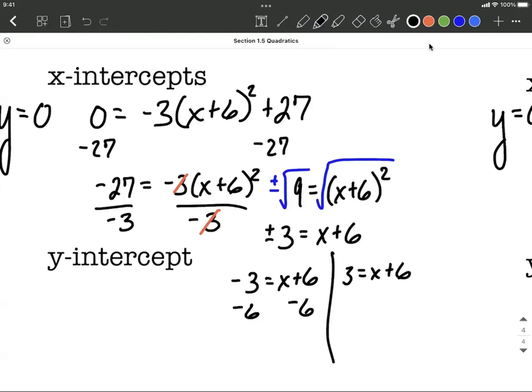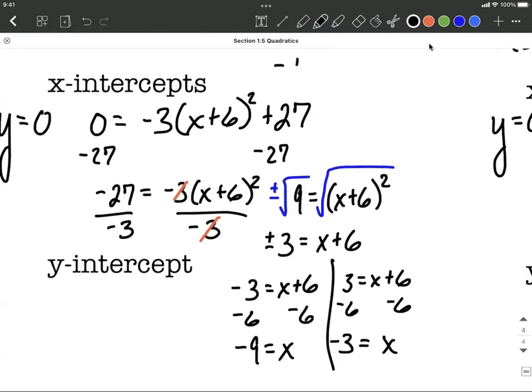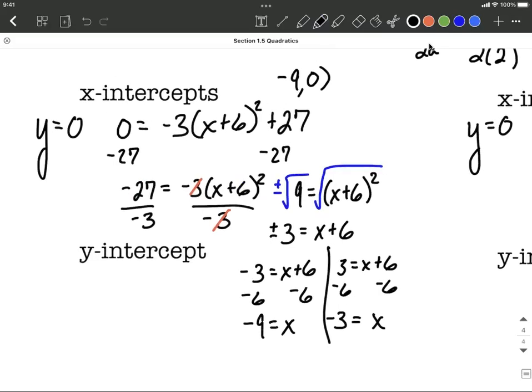So in this case, we'll subtract 6 from both sides, so we get x equals negative 9. We'll also subtract 6 over here, so we get x equals negative 3. So we have two x-intercepts in this case. They would go as negative 9, and our y value, remember from over on the left, was 0 for all these x-intercepts, and then negative 3, 0 as well.